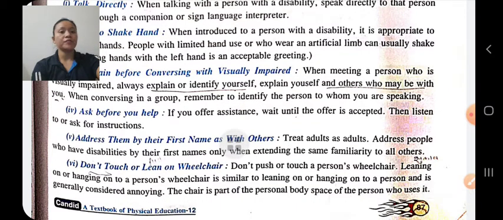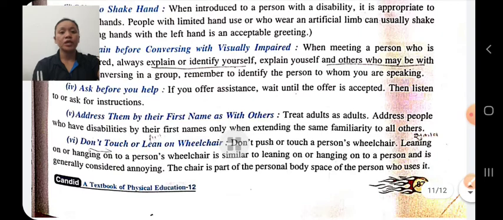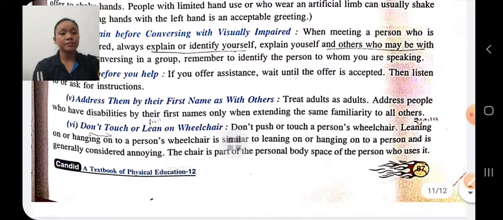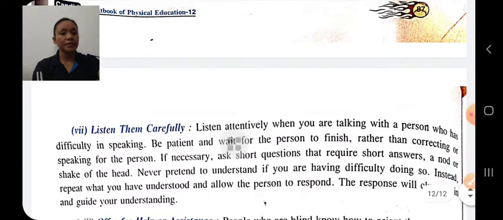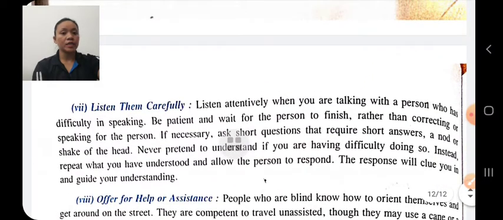Address them by their first name as we do with others. Call him by his name. Don't touch or lean on his wheelchair, and never push it without asking. Listen to them carefully. If he has a problem in communication, a language problem, then listen carefully. Don't correct their mistakes. First let them complete their sentence.